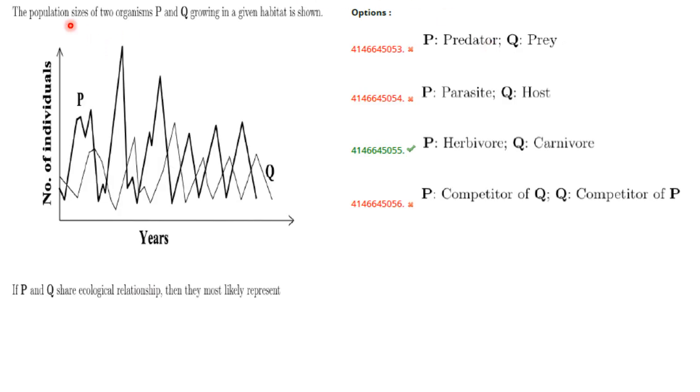Then next one. The population sizes of two organisms P and Q growing in a given habitat is shown. If P and Q share an ecological relationship, then they most likely represent. Now P, if you see over here, it starts with a higher population than Q. That is its predator. So P is the prey. But in option 1, they have given P as predator, so that is not correct, and Q as prey, so that is not correct. So the correct option will be P is herbivore and Q is carnivore. So the correct option will be option 3.